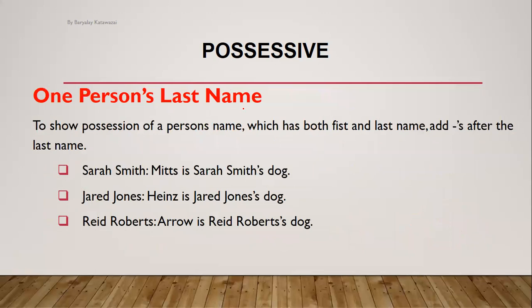One person's last name. To show possession of a person's name which has both first and last name, add apostrophe s after the last name. We say Sarah Smith. Two names: Sarah is the first name, Smith is the last name, but both are one person. We say Mitz is Sarah Smith's dog.